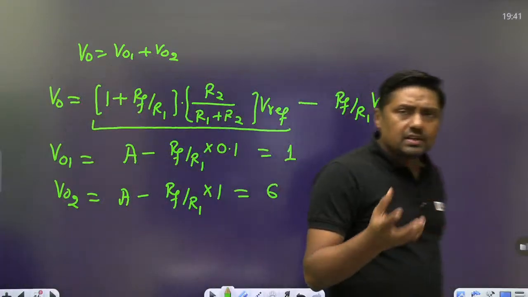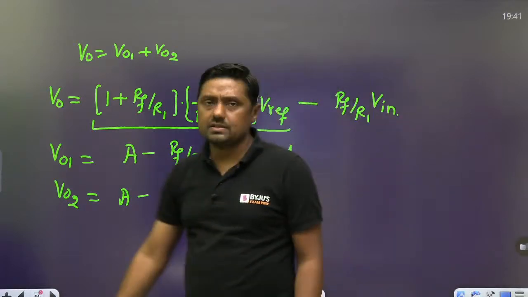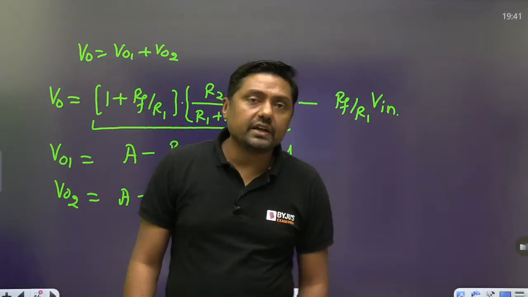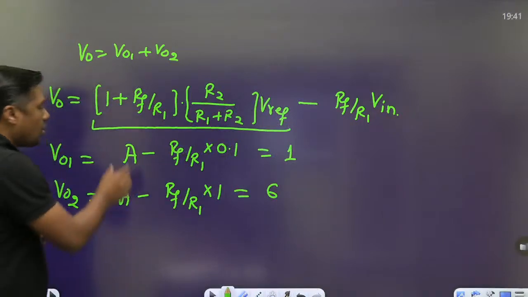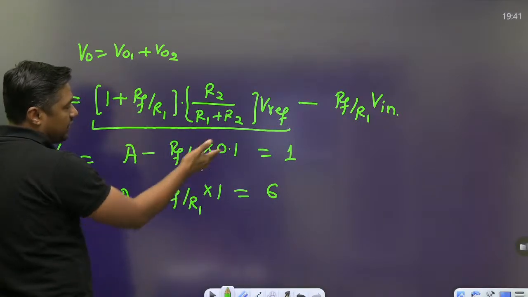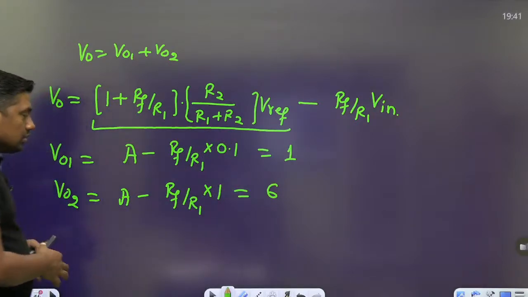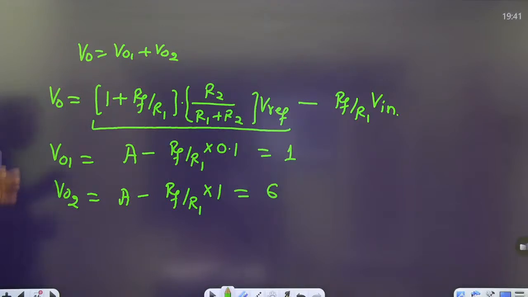If we are increasing the negative terminal voltage, how will the output voltage change? It should decrease. When we increase the negative terminal voltage, this term is constant, so when it is 10 times increased, what about the output? It should decrease. So there is some problem in this question. Okay, no problem.